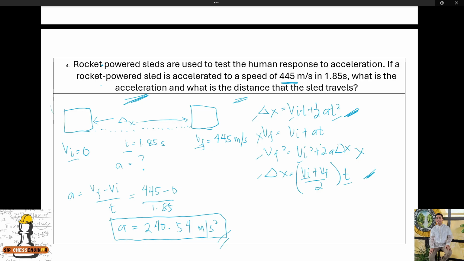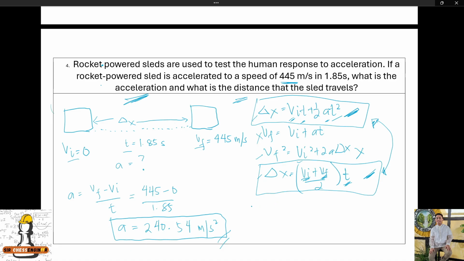Based on our equations, we can use either equation 1 or equation 4. Why is that? Because in equation 1 we have the initial velocity from our given, the time, and the acceleration. How about equation 4? We have the initial velocity, which is 0, the final velocity, and the time. Either way, if you use equation 1 or equation 4, you will end up with the same answer. So all you have to do is pick whichever is more convenient, or which is easier. Let's use equation 4 because it seems easier.